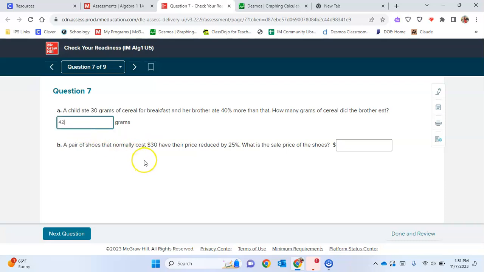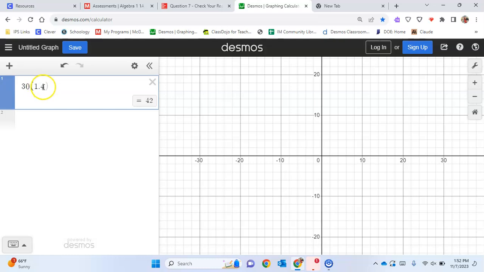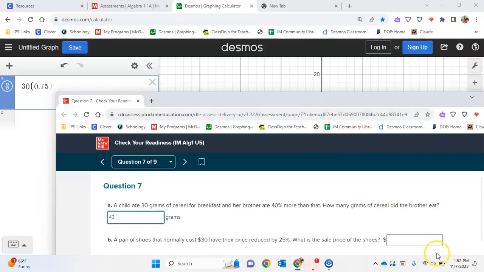How many grams of cereal did the brother eat? 42. A pair of shoes normally costs $30 and has their price reduced by 25%. All right, if its price is reduced by 25%, 100 minus 25 is 75%. I need to know 75% of 30. So again, I have 30, and 75% is 0.75. It would be $22.50.